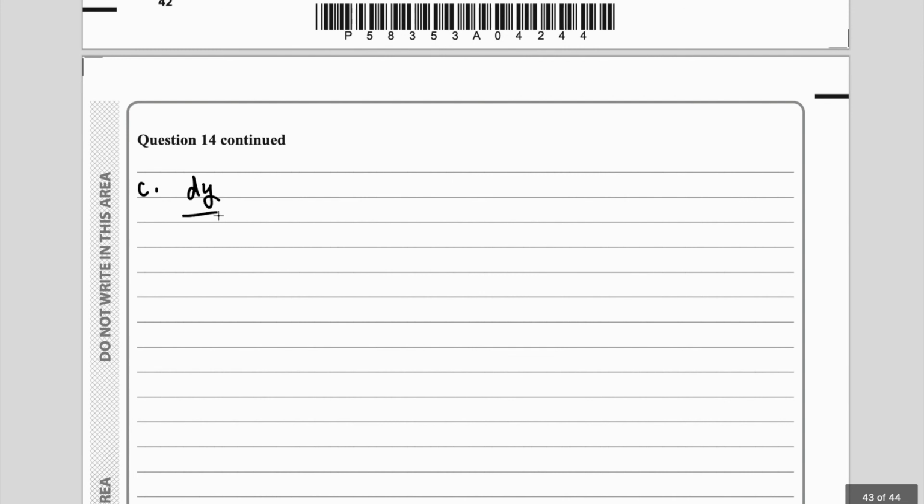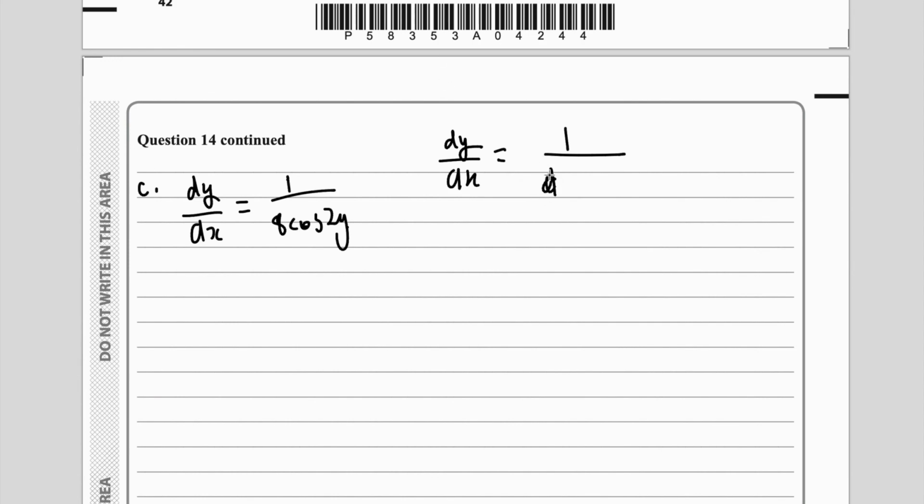Okay, so in essence what it's asking us to do is to rearrange what the value of dy over dx we had previously, which was 1 over 8 cos 2y, in such a way that we've got dy over dx being 1 over a times by root b minus x squared, where a and b are constants.